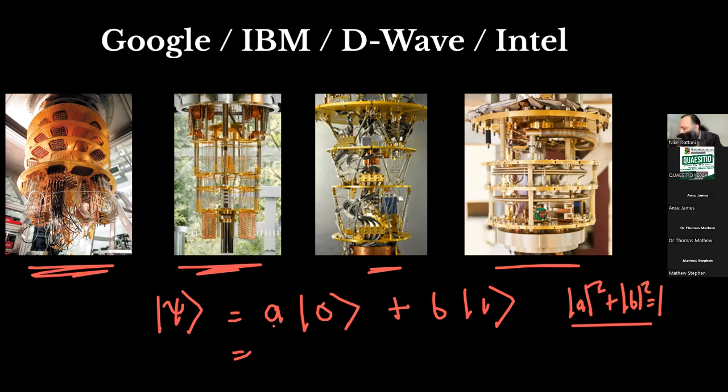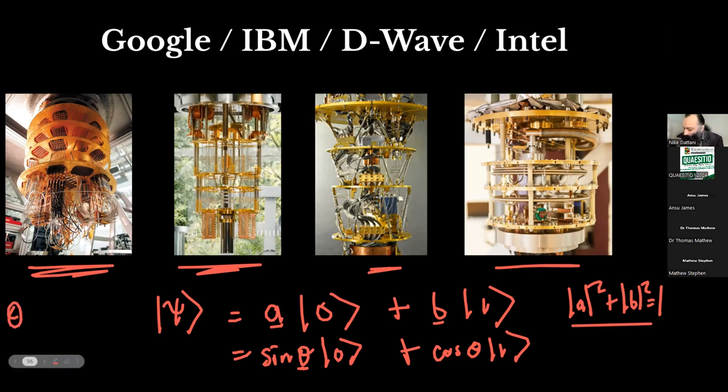What is a way we can parameterize A and B such that the sum of the squares equals one? We can say sine of theta |0> plus cos of theta |1>, okay? The square of sine theta plus the square of cos theta equals one. So for any value of theta, theta can be zero, it can be pi, it can be 0.21345, it can be anything you want, 0.9321. And if you want another value of theta, just add some more digits here. You can make it as precise as you want. You can have as many digits as you want. So any value of theta works. You don't just have zeros and ones. You have an infinite number of possible qubit states.